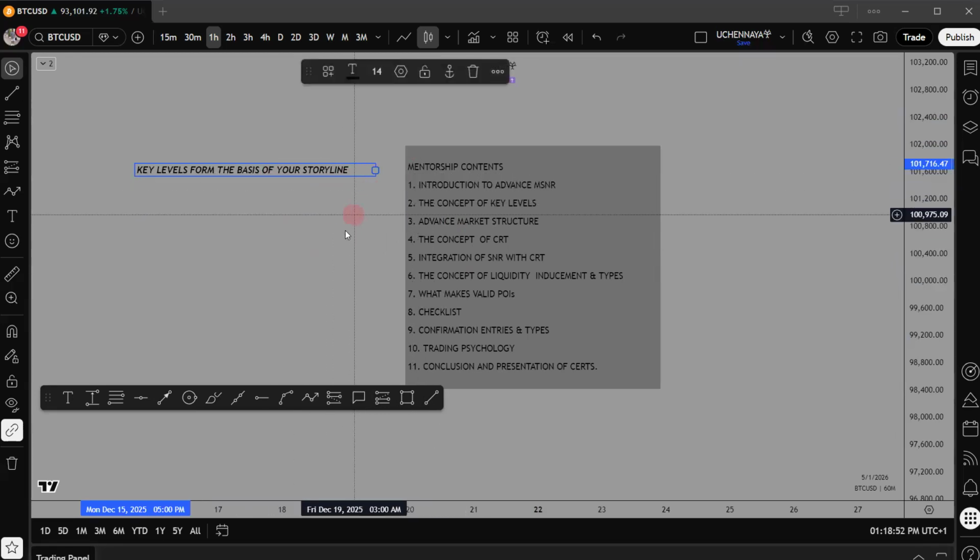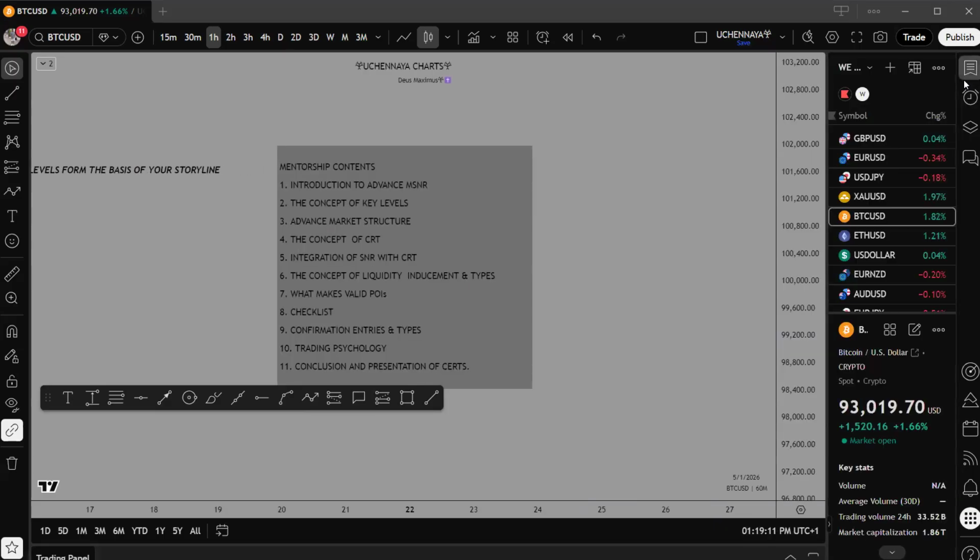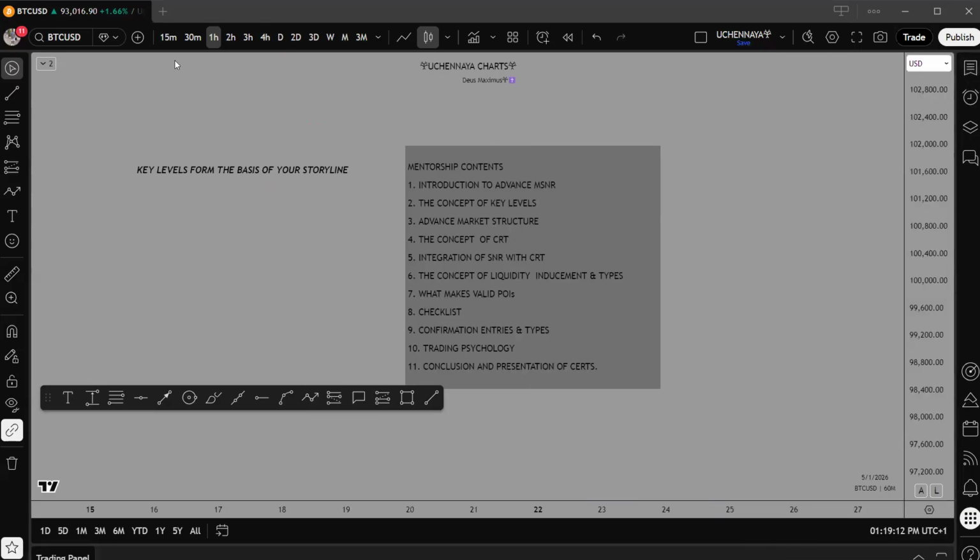Since they form the basis of your storyline, we do not have an H4 storyline. We only use storyline from daily, weekly, and monthly, and you can use other higher time frames you want. But we don't go below daily when it comes to the concept of key levels.